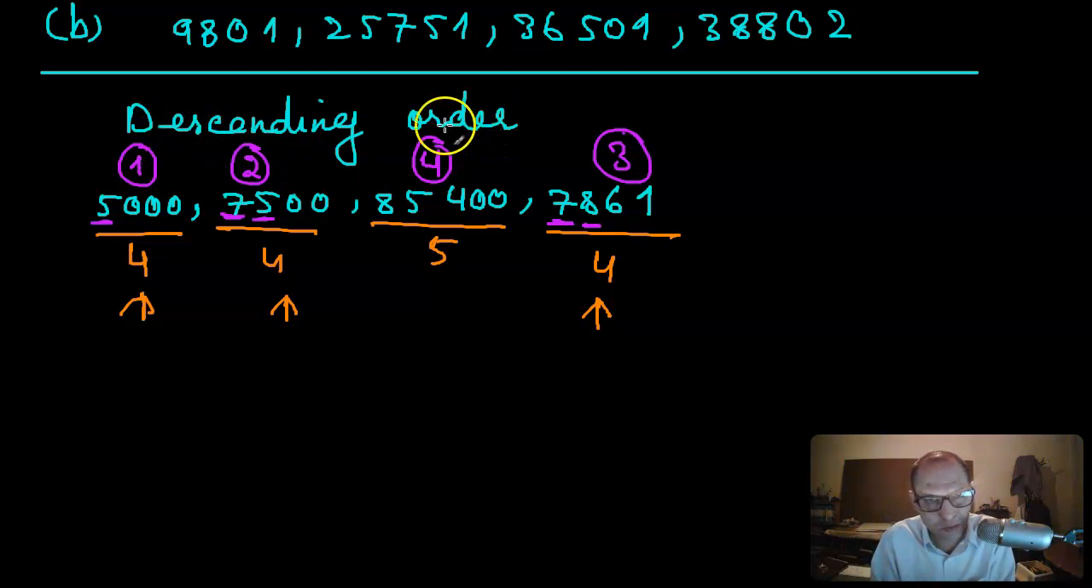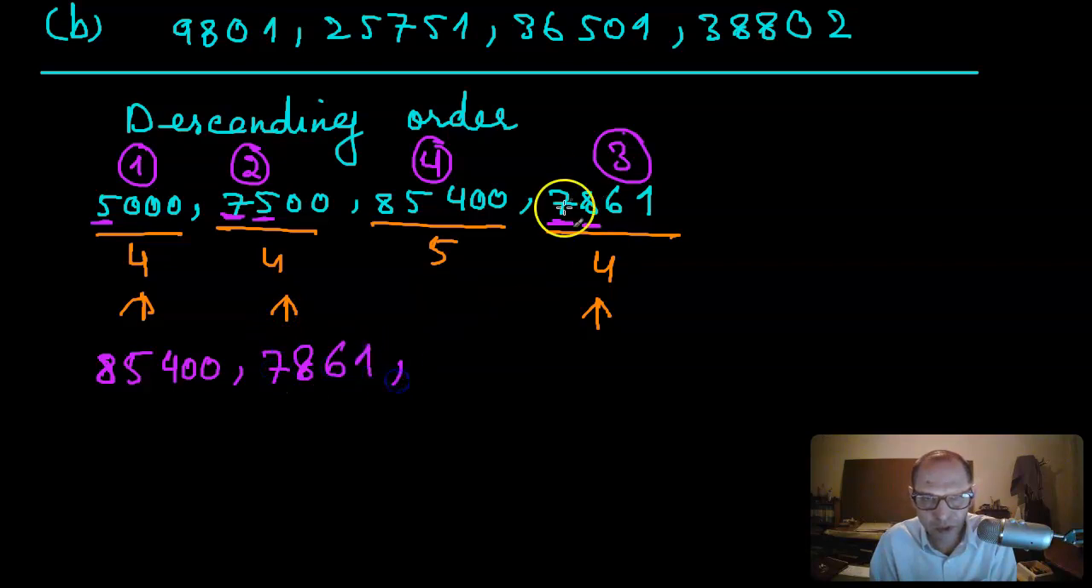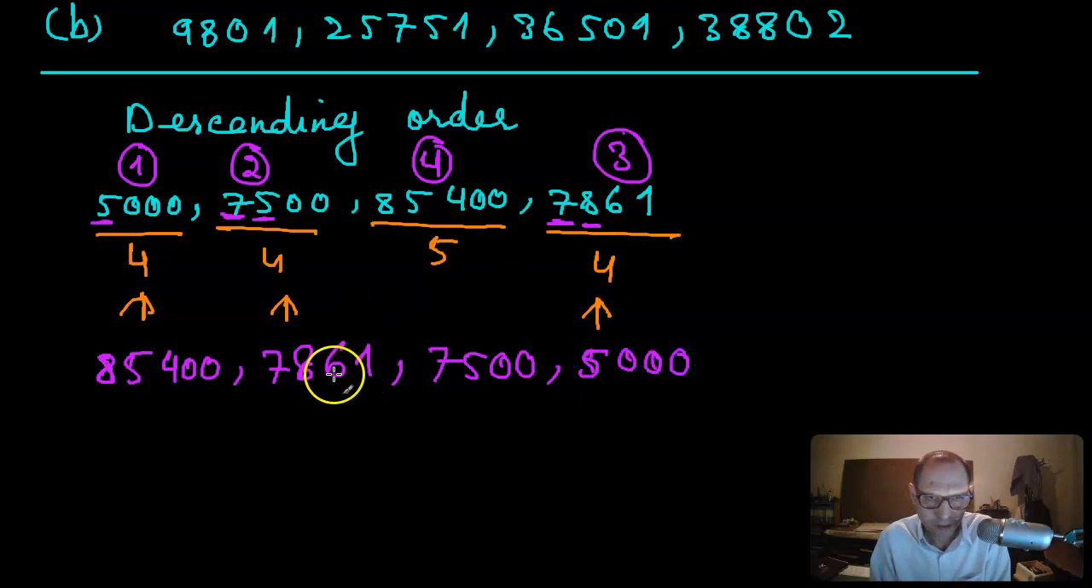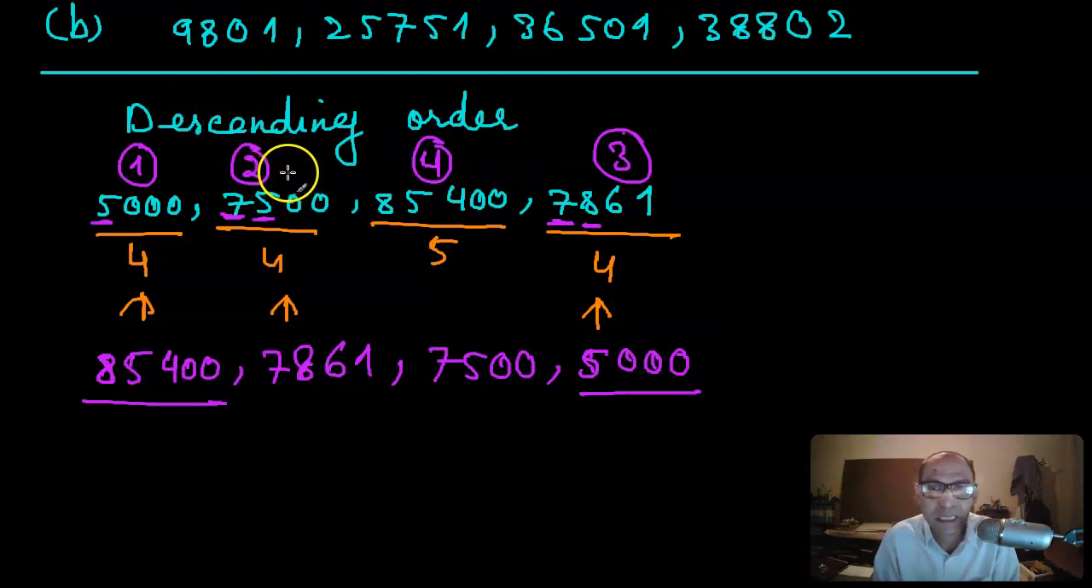Now I need to write these numbers in a descending order, meaning starting from the largest number. So 85,400. And then number 3 would be 7861. And then number 2 would be 7500. And then number 1 would be 5000, right? Now I can see that this number is the largest on this list. This number is the smallest on this list. And as I move towards the right, you can see that the numbers are getting smaller and smaller, which means that I have written them in a descending order, okay?